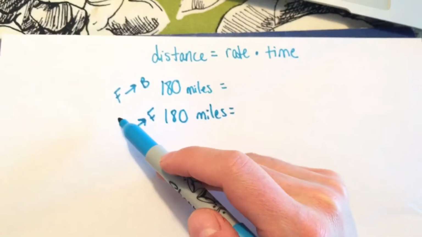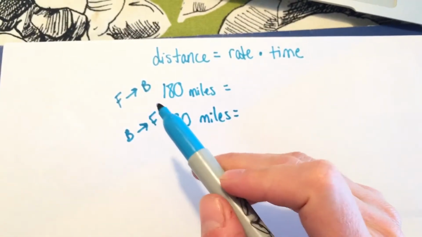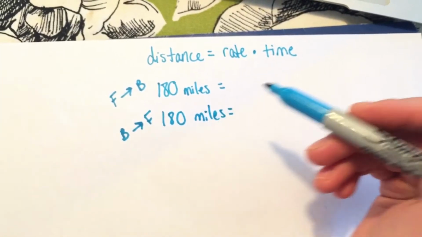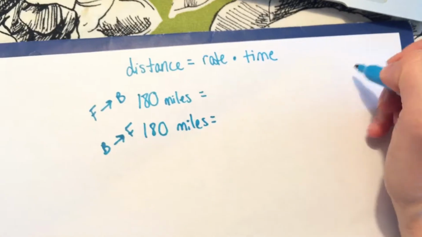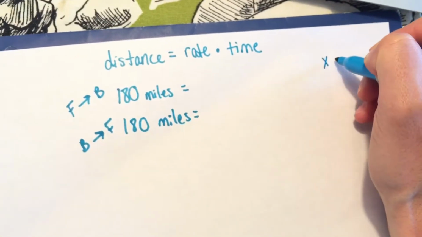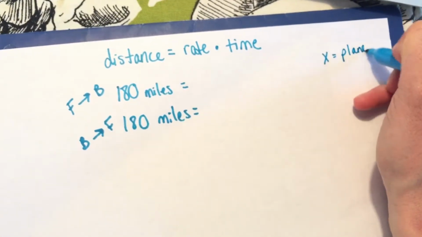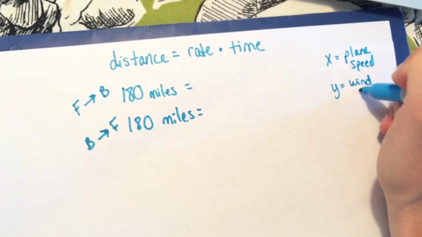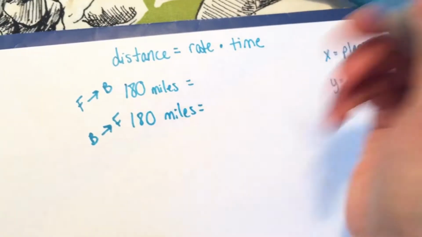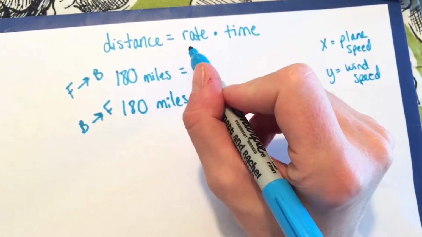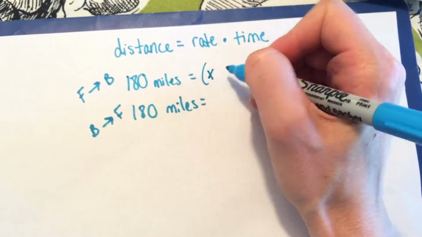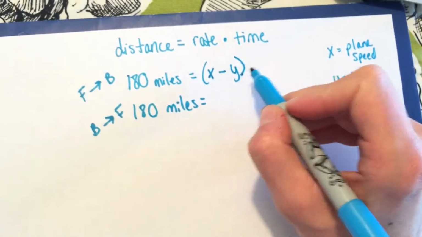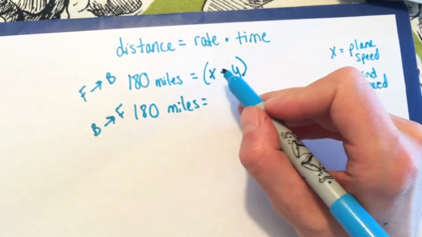Now, it tells us that going from Fargo to Bismarck they're flying into a headwind, meaning that it's going to be slowing the plane down. So let's say that X is our plane speed and Y is the wind speed. So on the way there, our rate is actually going to be the plane speed minus the wind speed, because that wind speed is playing against our plane speed.